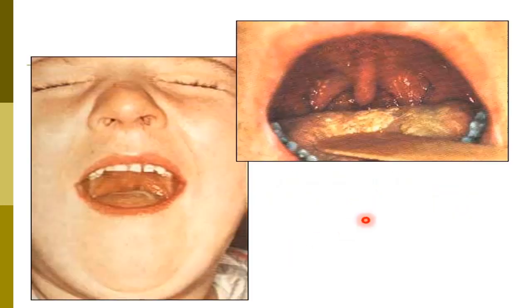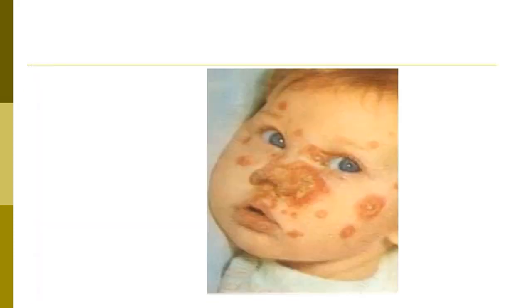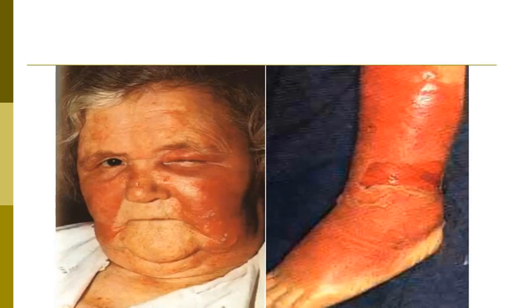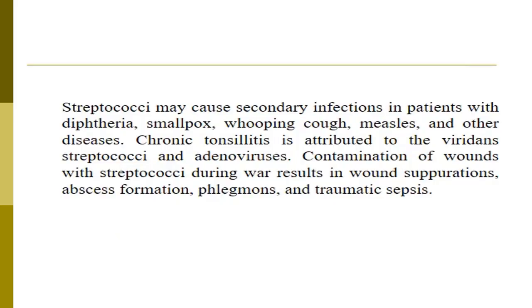These are the typical pictures of tonsillitis, as you see here. There is difficulty opening the mouth. And this is the skin disease caused by the species, as you see here. These are skin infections caused by Staphylococci. Staphylococci may also cause secondary infection in patients with diphtheria, smallpox, whooping cough, measles, and other diseases. In this situation, Staphylococci may become a secondary pathogen.